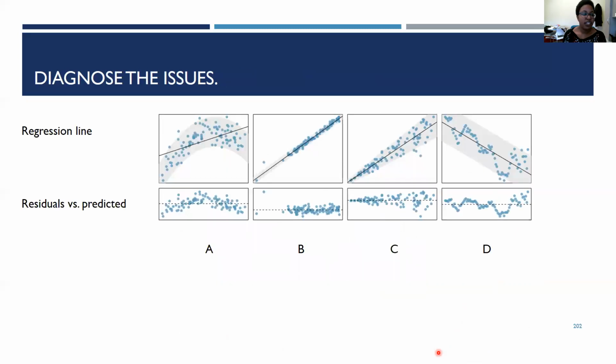All right, and here is a test for yourself, right? So I want you to write down what issues you notice in each of these residual plots.